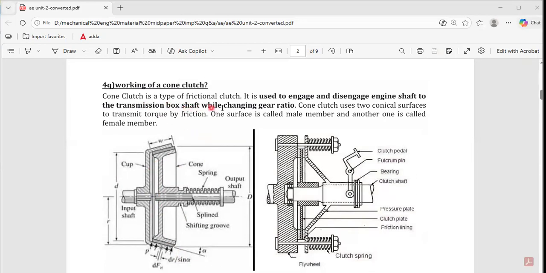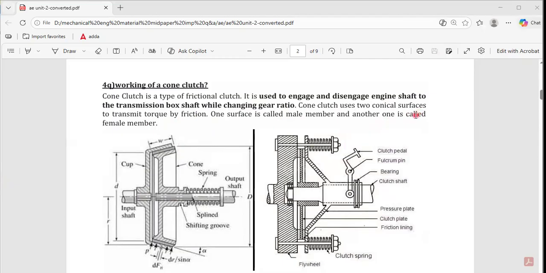So the cone clutch is a type of frictional clutch. This shaft and this shaft are both in contact, and the friction is coming there. That is what it is used for: to engage and disengage the engine shaft to the transmission box shaft while changing the gear ratios. When you want to change the gears from 1, 2, 3, 4 or reverse, you need to engage and disengage. Cone clutches use two conical surfaces.